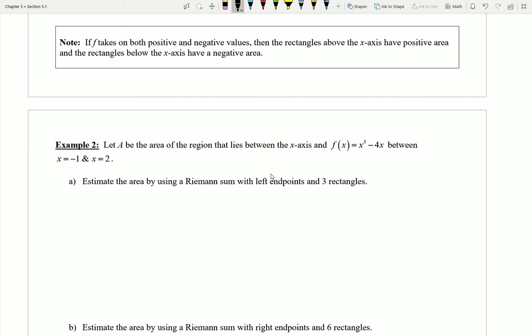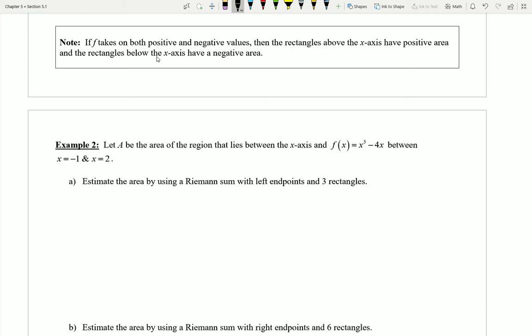So before we move into example 2, let's make a quick note here that we can see in the box above. We should note that if our function f actually takes on negative and positive values, that is, it takes on negative and positive y values, part of the graph exists above the x-axis and part of the graph exists below the x-axis, then rectangles that are above the x-axis would be regarded as having positive area, while rectangles that exist below the x-axis would be considered as having negative area.